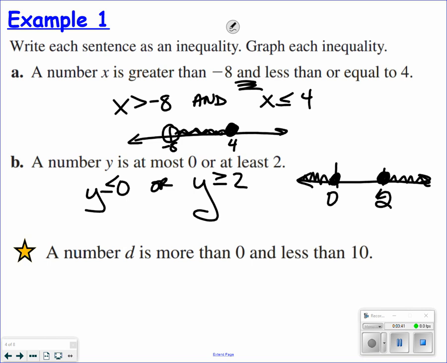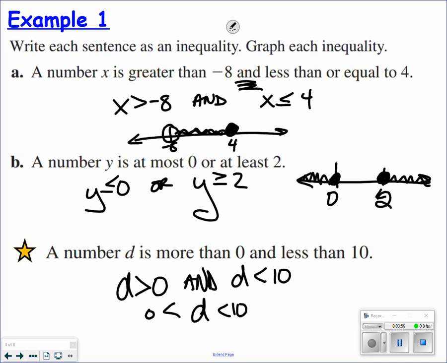Here we go. D is more than 0. So D is more than 0, and D is less than 10. So remember, this is an and situation, so D has to be less than 10 and greater than 0. So here's 0, here's 10, greater than 0, less than 10.